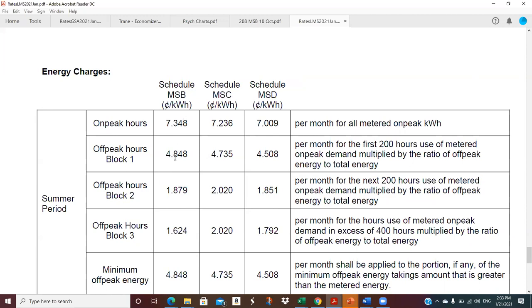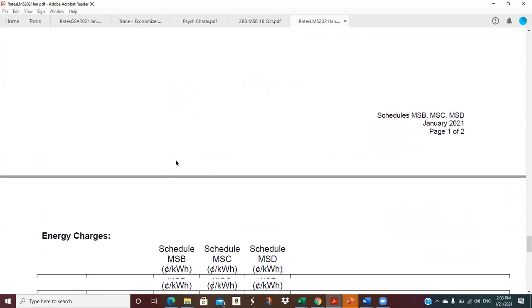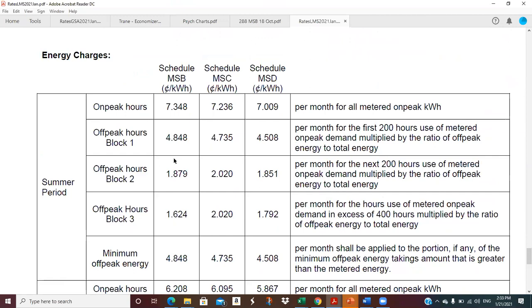So what you do, make sure I get this right. I think it's the on-peak demand. We'll check this, but let's assume that's right. So you take your on-peak demand times 200 hours. And so that's kW times hours, which is kilowatt hours. So that gives an amount of energy, and that's called your block one energy. And then you pay for it at the block one rate, okay?